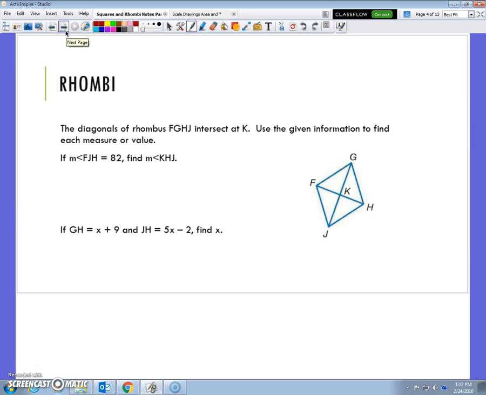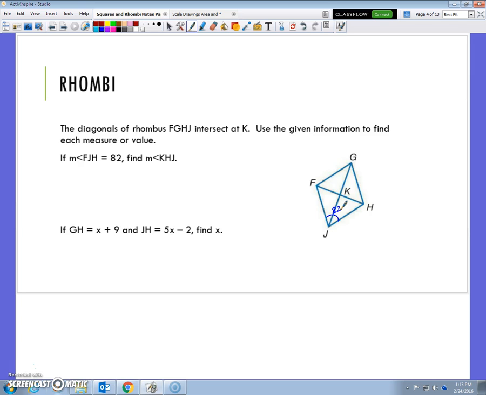Additionally, the diagonals of a rhombus, FJ, HJ, intersect at K, and we're using the given information to find each measure or value. So let's take a look at what we know now. Remember, there are two things we just learned about a rhombus. When their diagonals intersect, they form a 90-degree angle. And we also know that their diagonals create equal angles on either side of the diagonal for each vertex. So in this case, it says measure of angle FJH is 82, which would be this whole angle right here. Find the measure of angle KJH.